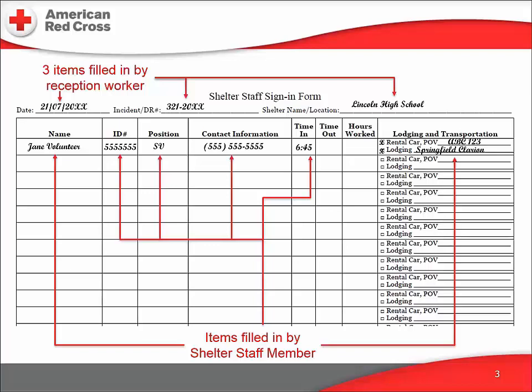Name, ID, position. The first three columns are for the staffer's name, Red Cross ID badge number, and assigned position on the shelter staff. Time in, time out, and hours worked. This provides a daily record of this staffer's hours. Lodging and transportation. This last column has information that is needed by logistics to keep track of the number of rental cars and hotel rooms that the Red Cross is paying for. The shelter staff sign-in form, a critical snapshot of the current staff population in our shelter.